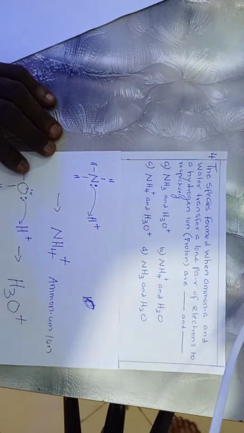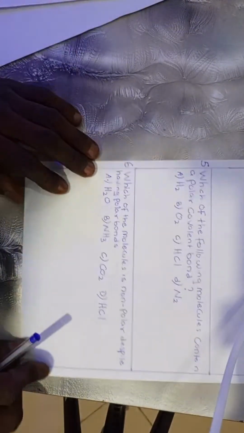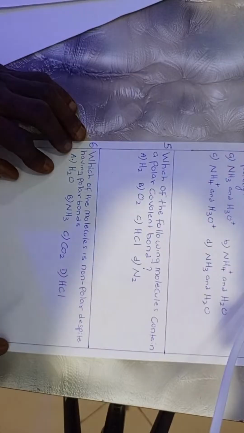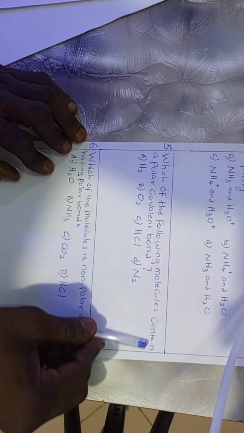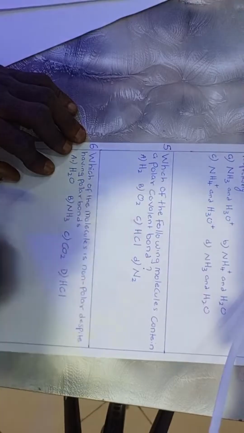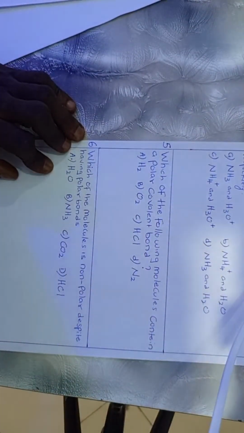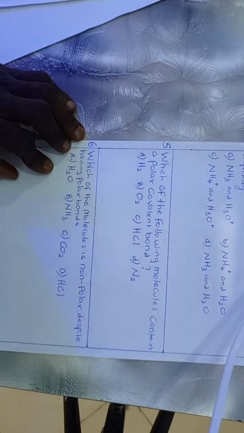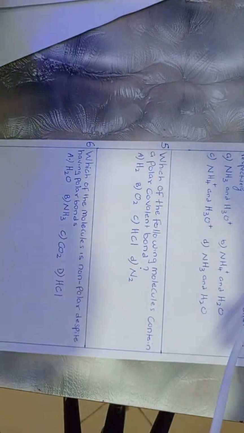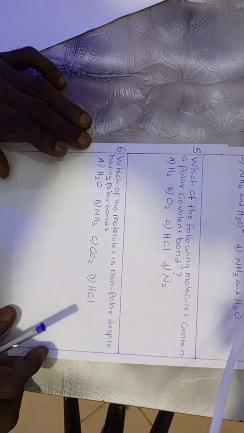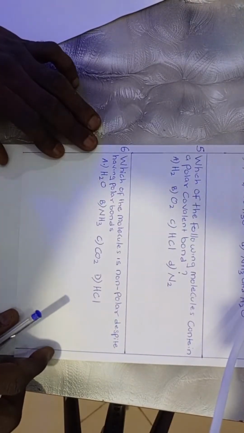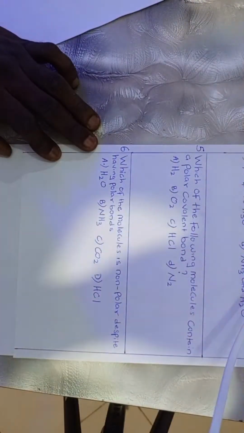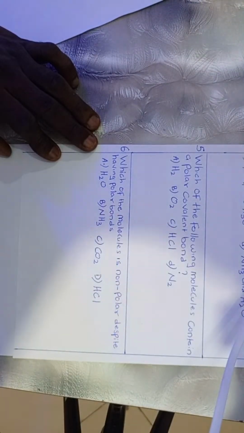Now let's move on to the next question. We are now going to question number 5. Question number 5 says, which of the following molecules contain a polar covalent bond? Now I'm going to use this opportunity to explain to you the meaning of the term polar covalent bond. What is a polar covalent bond? First of all, we need to understand what a covalent bond is. A covalent bond is formed when there is sharing of electrons between two species.